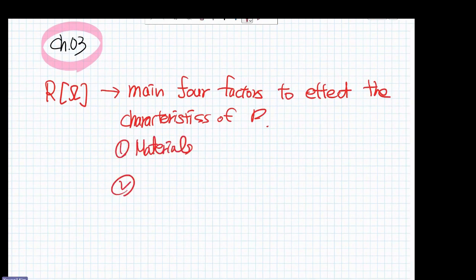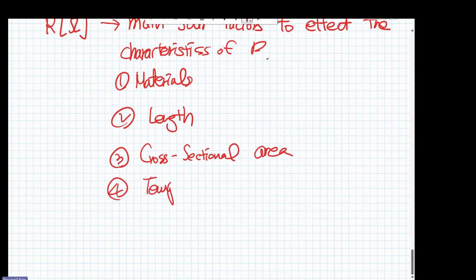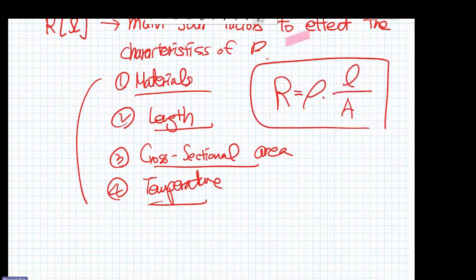material, and the second thing is length. Okay, third one is cross sectional area, and fourth thing is the temperature. Okay, the temperature. So those are the four factors for resistance. The formula is rho times length over cross sectional area. Very important. Okay, two stars.